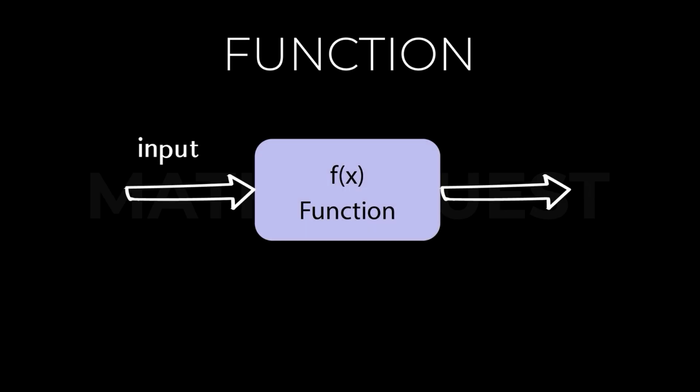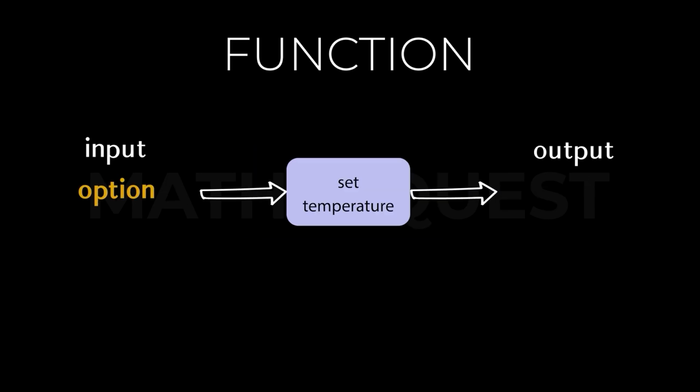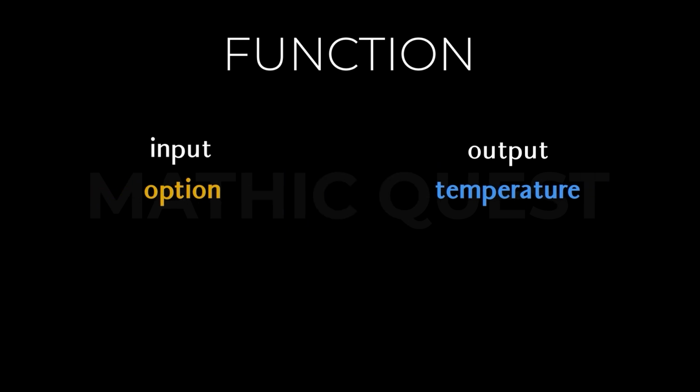For every input, there is exactly one output. That consistency is what defines a function. In this case, the input is the option we select, and the output is the temperature of the water. In mathematical terms, the option input is the independent variable because we control it, and the temperature is the dependent variable because it depends entirely on which option is selected.